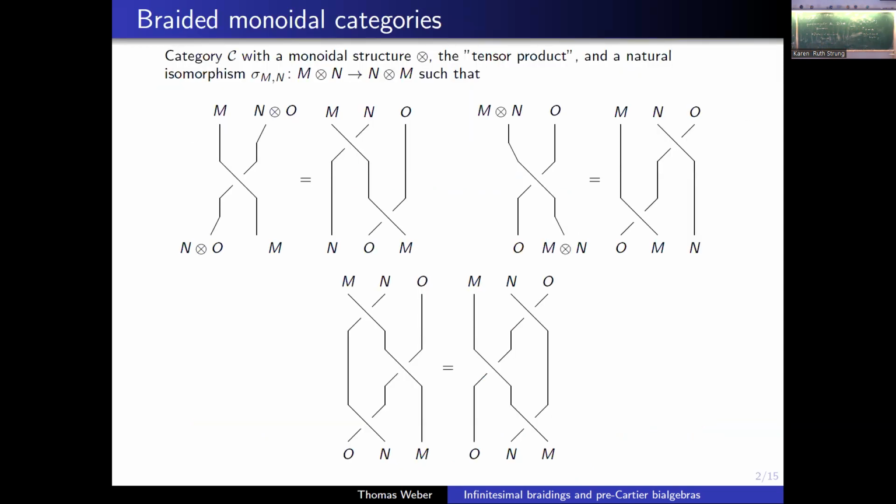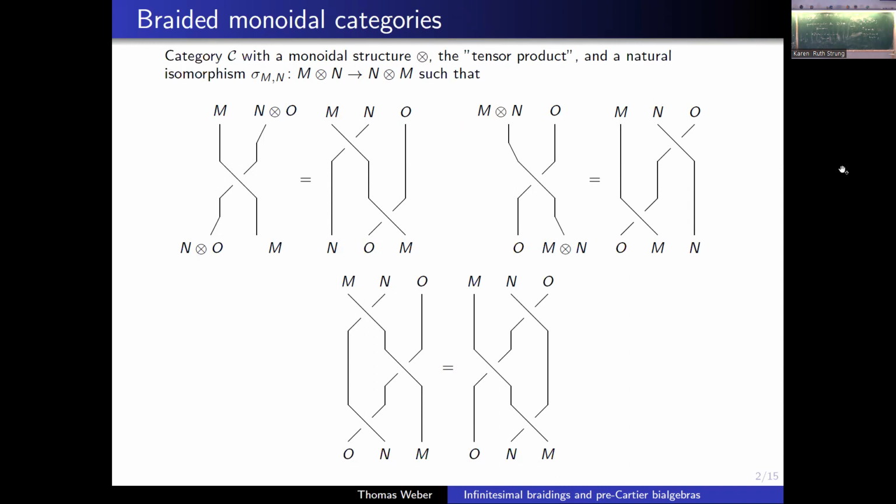Here, just one quick slide of what a braiding is. I guess most people know. Take C, which is your monoidal category. You have some tensor product here, and you have a natural isomorphism sigma that tells you how to flip your objects. The axioms can be written in a nice way here.